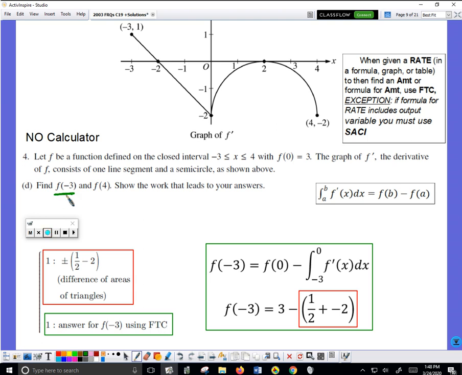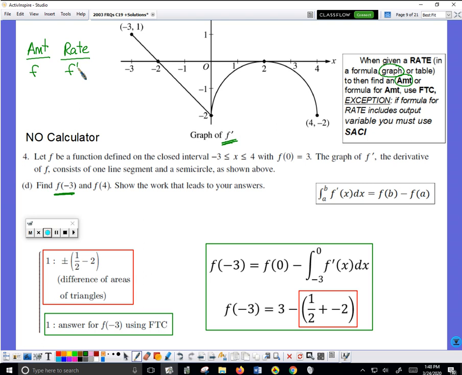Box on the front of the golden notes is key. It's on the right-hand side about halfway down. When you are given a rate, we're given f prime. That's the rate at which f changes. They gave us that rate as a graph, and they're asking us to find an amount. Because Danica's chart tells us that the amount here, that's f, they're giving us the rate f prime.